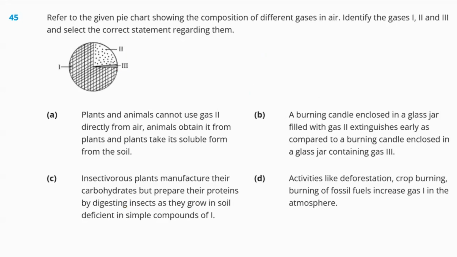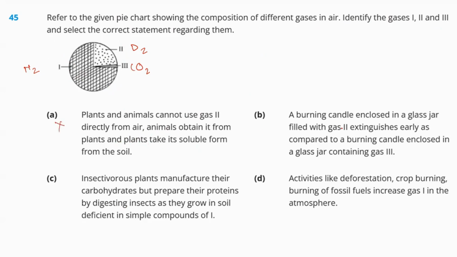Question number 45. Refer to the given pie chart showing the composition of different gases in air. Identify the gas 1, 2, and 3 and select the correct statement. First, we will find out what is what gas. So the maximum is nitrogen, then oxygen, carbon dioxide plus other gases. The third would be. So here, plants and animals cannot use gas 2, meaning nitrogen, directly from air. Animals obtain it from plants and plants take it in soluble form.